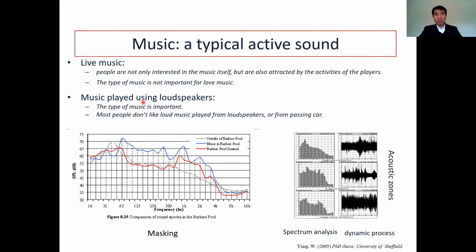But for music played using loudspeakers, the type of music is more important. People like certain kinds of music, and not other kinds. For example, people generally don't like loud music played from loudspeakers, compared to live music, and also from passing cars. So same music, if it's from a different source, is perceived very differently. And we can use music to mask unwanted background noise, if we consider spectrum and also time variation.